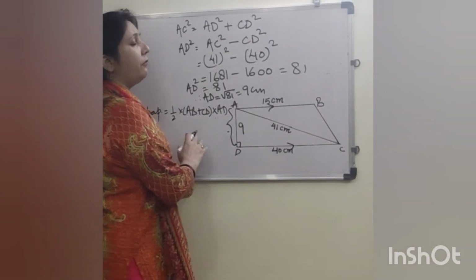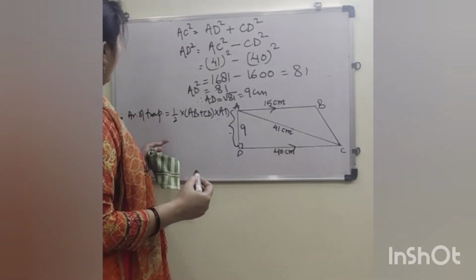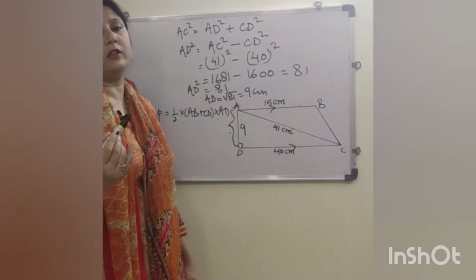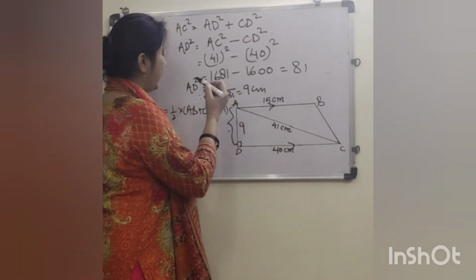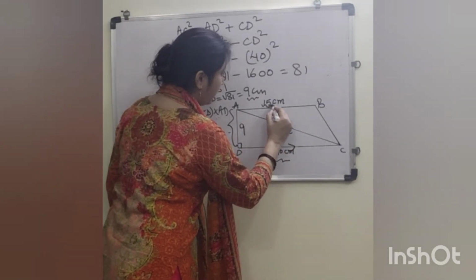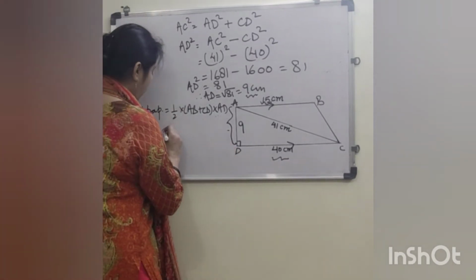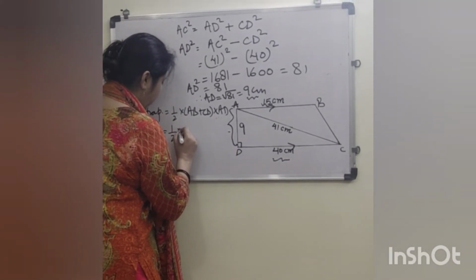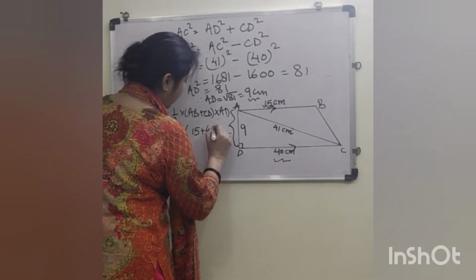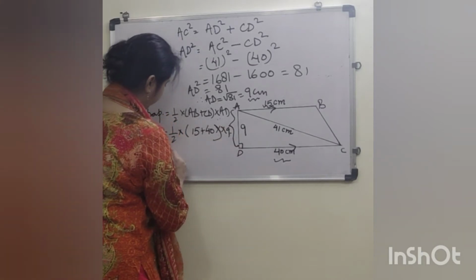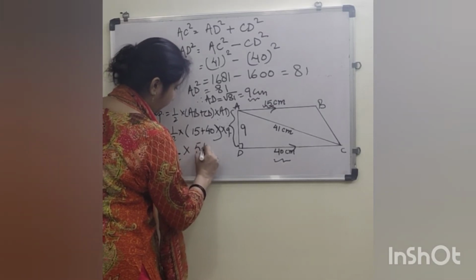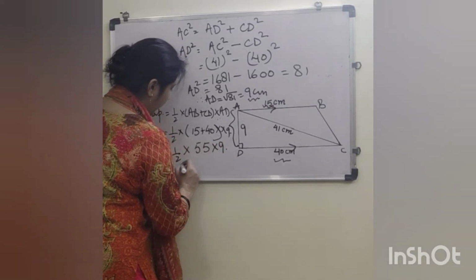Come back to the area formula of trapezium. Area of trapezium is half into AB plus CD, that is the sum of the length of parallel sides multiplied by the distance between them, which you have calculated. You have both the parallel sides with you, 40 and 15. So put it in the formula, half into 15 plus 40 into 9. Half into 15 plus 40 is 55 into 9.